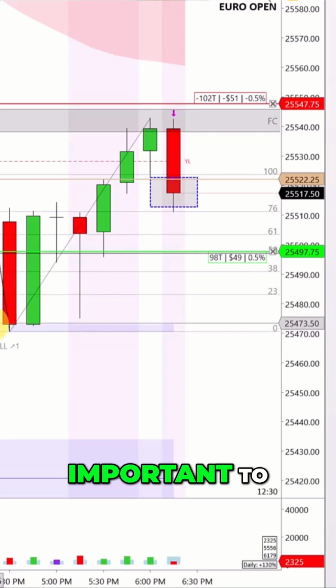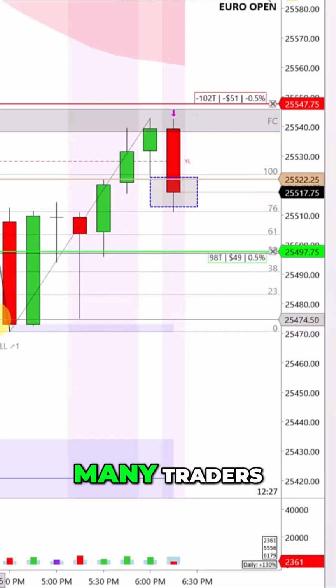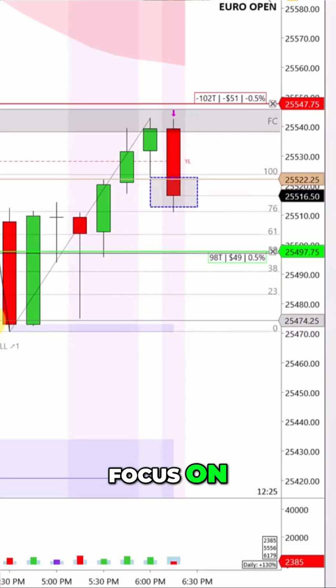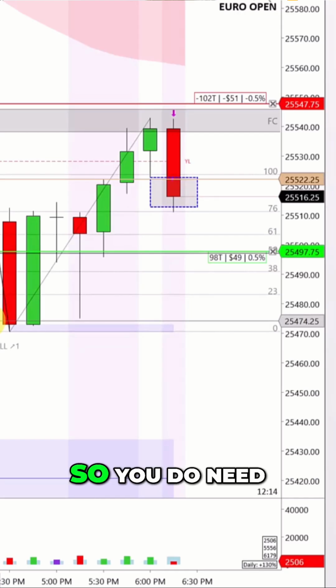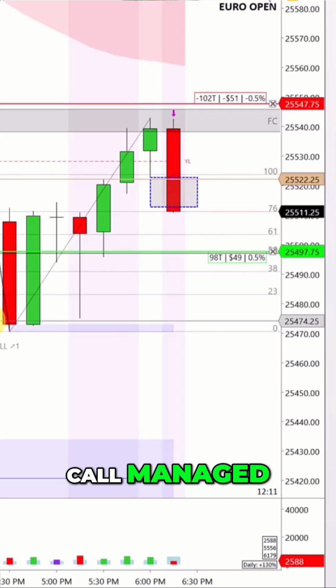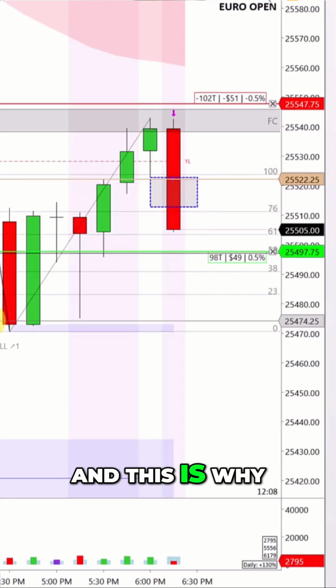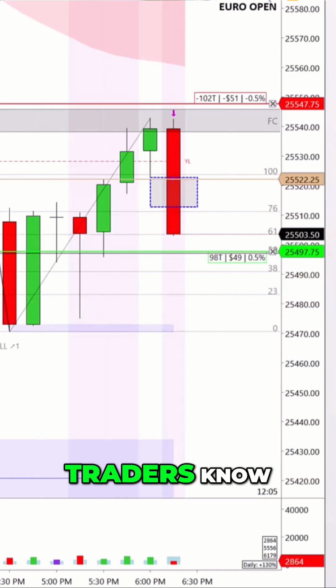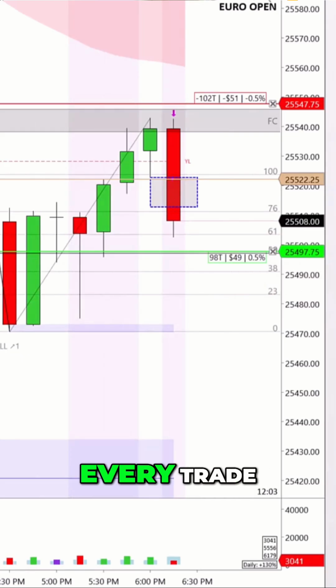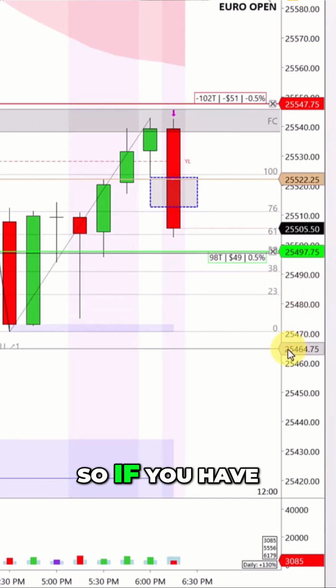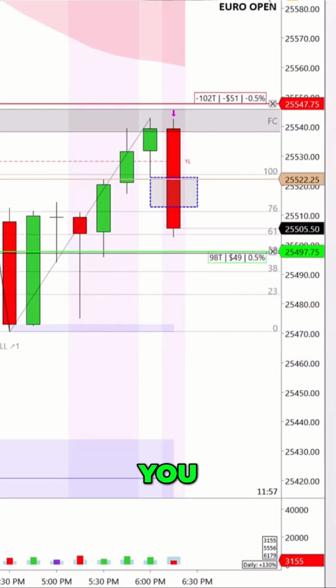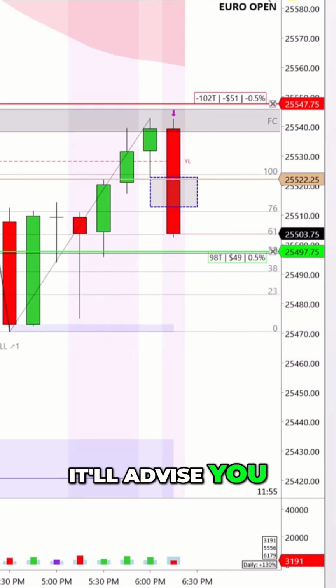Now, it's very important to protect your capital as a trader. Many traders do not focus on the fact that they may lose on a trade, and if you are losing on the trades, you need to make sure that that risk or that loss doesn't spiral out of control. So you do need to have what we call managed and fixed risk on every trade. And this is why we use these tools, to help our traders know exactly what they're prepared to risk on each and every trade. So if you have too much risk on the trade, it won't allow you to put the trade on. It'll advise you not to put the trade on because it's too much risk.